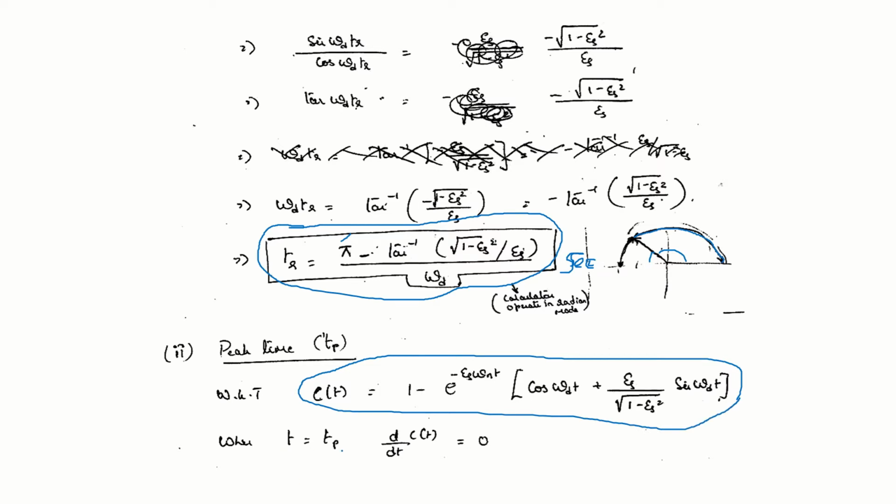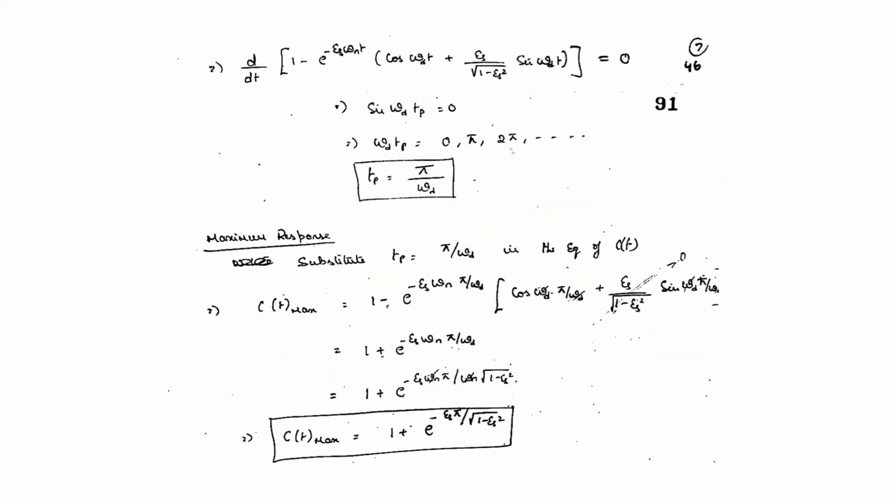T becomes Tp because at the peak point, the slope is 0. So dc(t)/dt will be equal to 0. There is a maximum. So let us differentiate this and equate it to 0. If I differentiate this equation, equate it to 0, and replace t by Tp, you'll get sin(omega_d Tp) equal to 0.